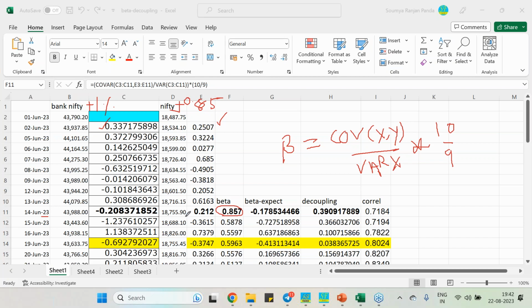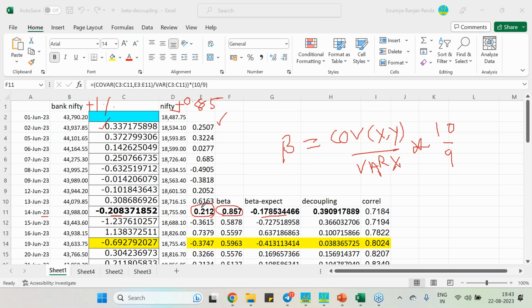So what happened that day? Bank Nifty fell by 0.20. As per beta, if we multiply 0.20 with beta, we are expecting minus 0.1785 in the Nifty. However, Nifty violated that. Nifty said, why should I obey a mathematical parameter? So Nifty went positive. We expected negative 0.17, Nifty went positive 0.212.